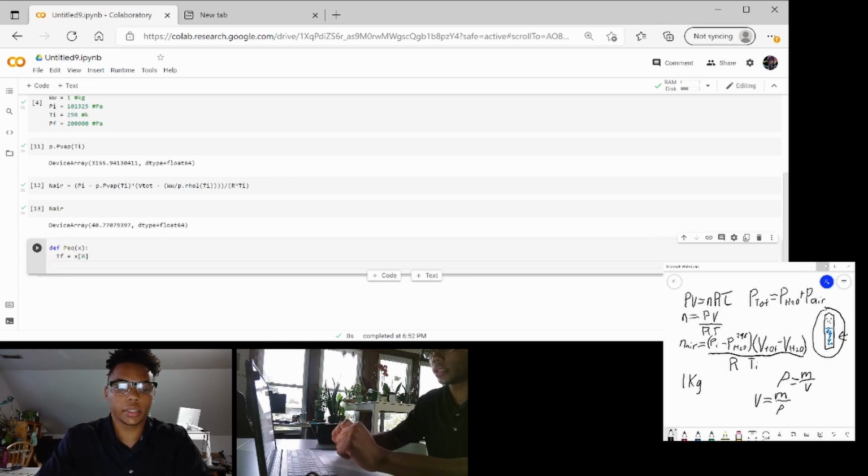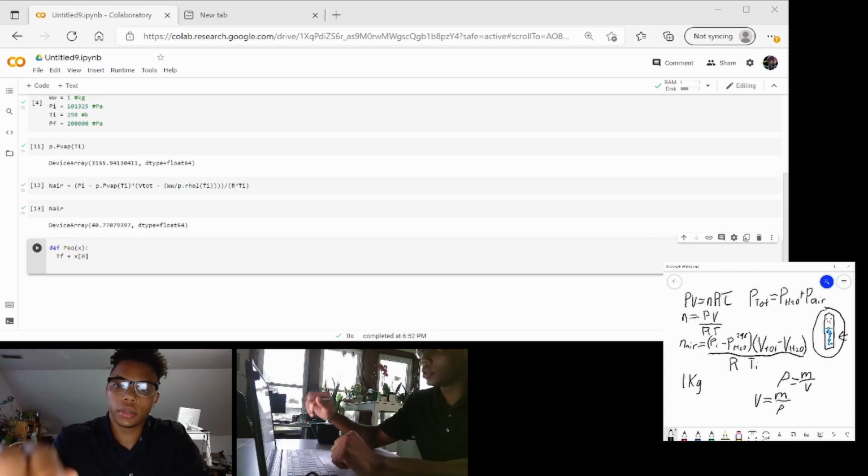What we get to do next is import more equations. So if we look here, we have our, let me get rid of some of this.